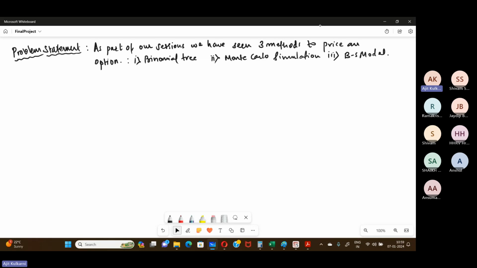Now, depending on how we are divided into groups, the group project is about using numerical methods to price an option, right?